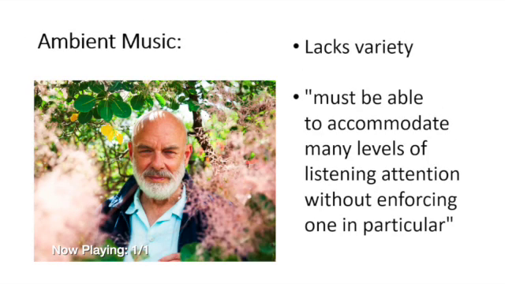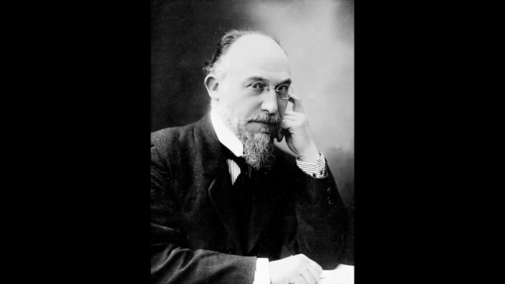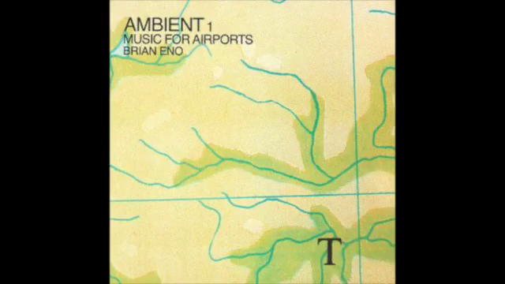According to Brian Eno, ambient music is something that lacks variety and must be able to accommodate many levels of listening attention without enforcing one in particular. Ambient music goes further back than Eno, though. Furniture music was created by Eric Satie in the early 1900s and was described as sounds that were designed to be heard but not listened to, and music that would be part of the surrounding noise. Thus, Eno followed Satie's footsteps by creating pieces such as music for airports in the 1970s.